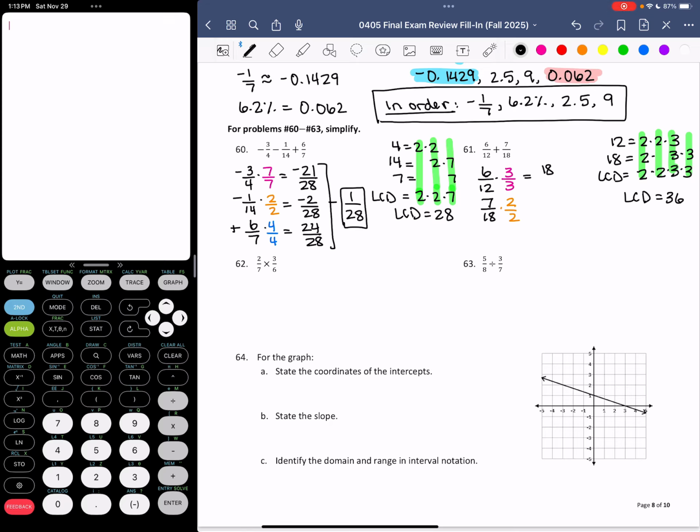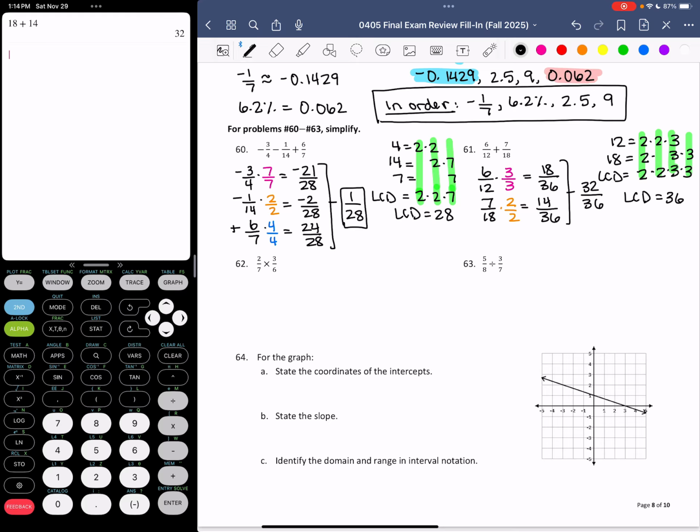So we get 18/36 and 14/36. So when we combine those, 18 plus 14 equals 32/36. Okay, now we do need to reduce that, right?